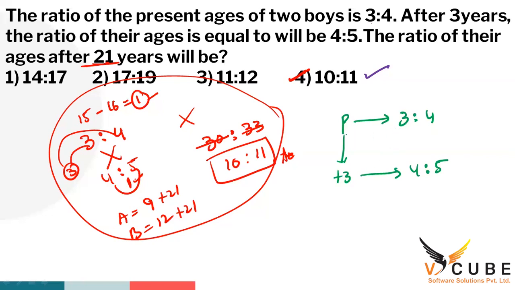Now look, from the present age to the age after 3 years, the difference is how much, guys? 1 part. Again for the second boy, the difference is how much? 1 part. And 1 part is equal to how many years, Andy? 3 years. Okay, the present age ratio is 3:4, after 3 years the ratio is 4:5, and for a 3-year difference, how many parts difference? 1 part, Andy. 1 part is a difference of 3 years.